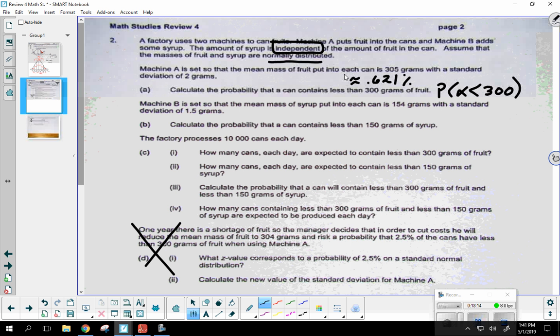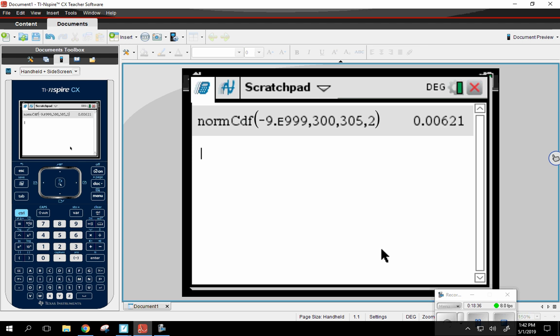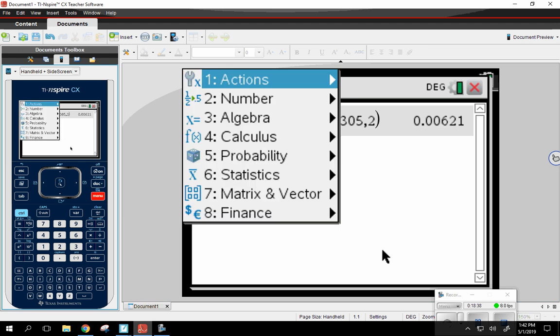Machine B is set so that the mean mass of syrup put into each can is 154 grams with a standard deviation of 1.5. Calculate the probability that a can contains less than 150 grams of syrup. So the probability of an item containing less than 150. Again, 150 has got to be my upper. We've got 154 and 1.5.